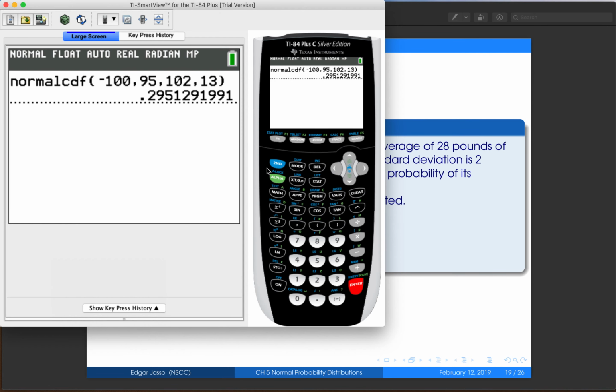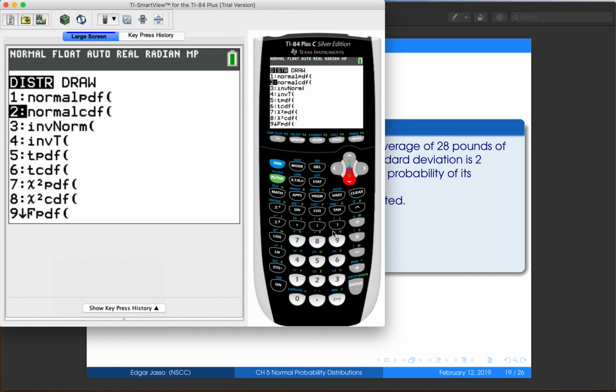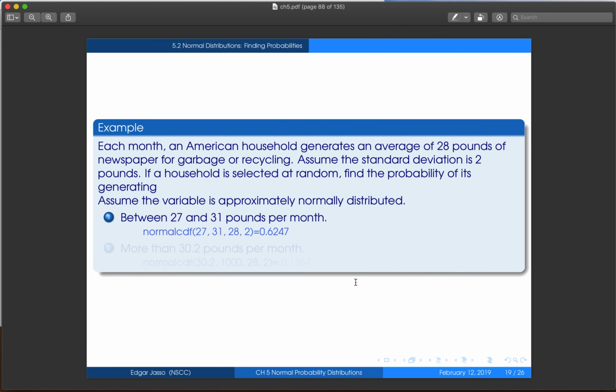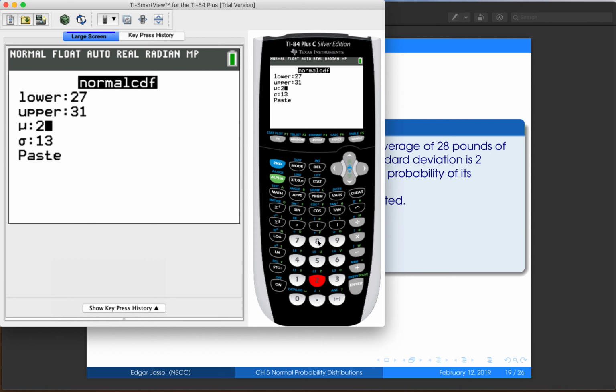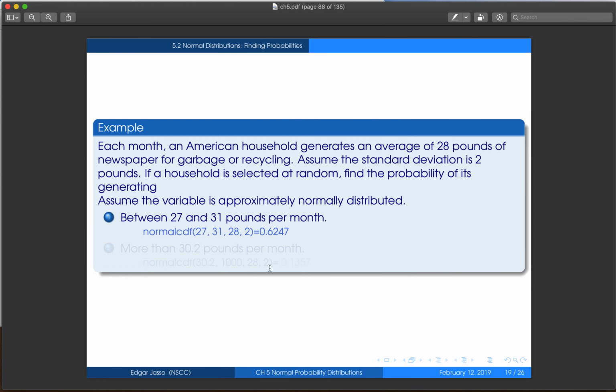Let me clear, second, distr, normalcdf, so I can scroll down or press number 2. The lower number is 27. The upper is 31. Under a normal curve that has mean 28 and standard deviation 2. Okay, 60.4%.